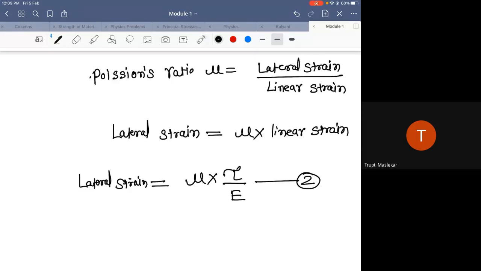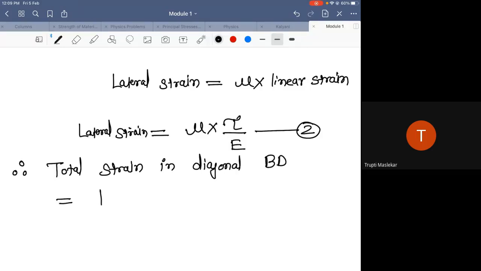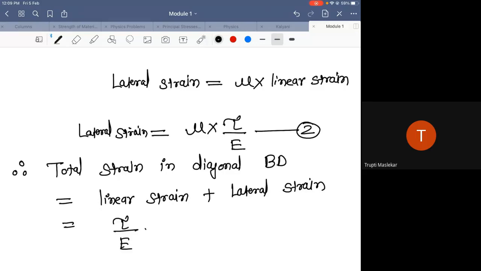Diagonal BD, linear strain and lateral strain. Therefore, total strain in diagonal BD is equal to linear strain plus lateral strain. I have to add both the strains because in one there is compression and in one there is tension. So the linear strain is tau by E and the lateral strain is mu into tau by E.